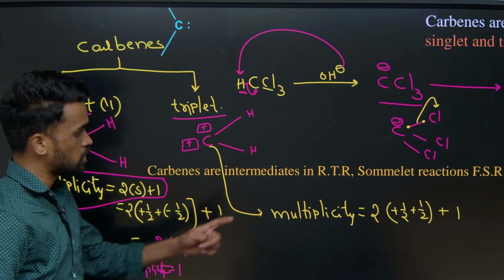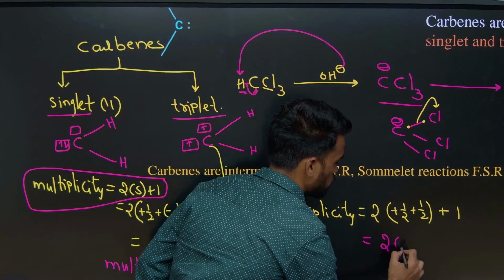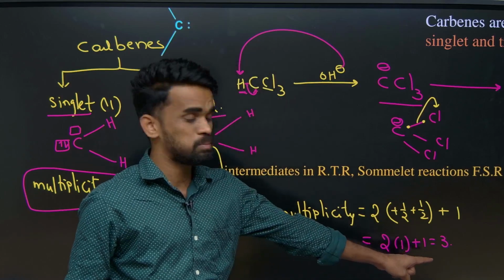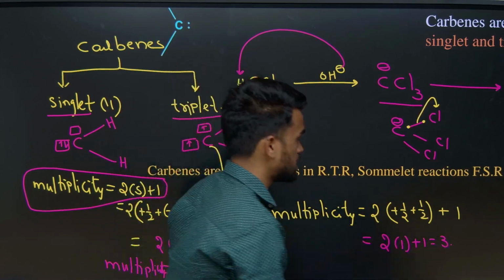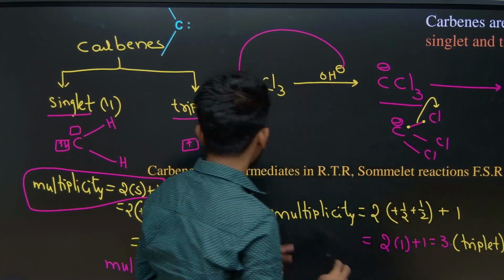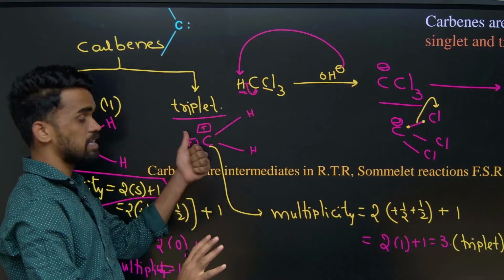Using this, what are we getting here? 2 into 1 plus 1, so we are getting 3. So the overall multiplicity is 3, and we can say this is triplet. Okay, so we have two types of carbenes, one is singlet, another one is triplet.